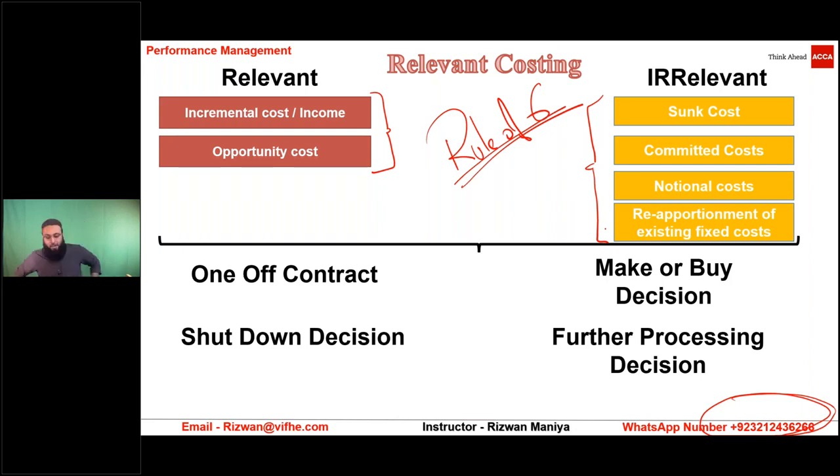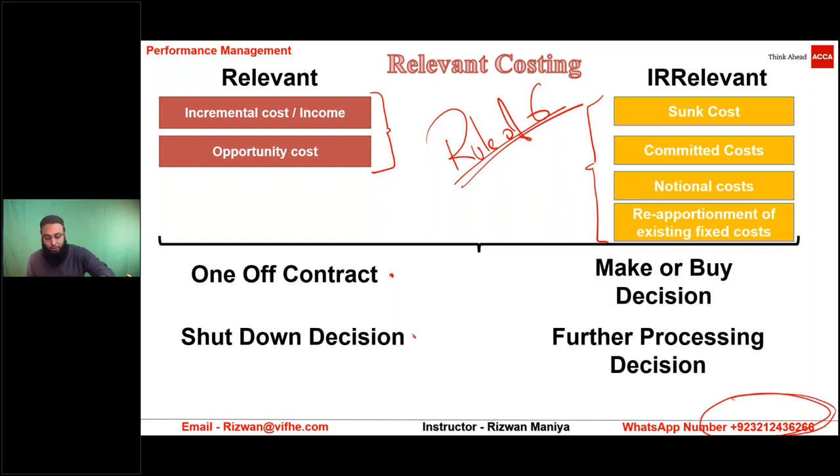Now, relevant costing is used for different decisions. Decisions like one-off contract, a common one. That is, there is some one-off opportunity you have, and in that one-off opportunity, you have to take a decision whether you should go for that or not. So you will use relevant costing.